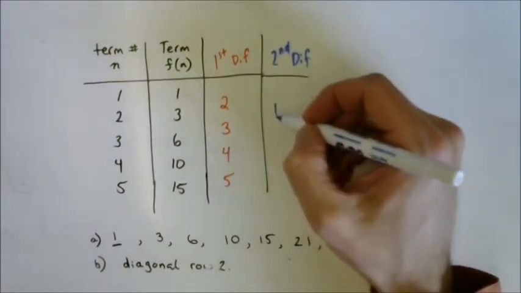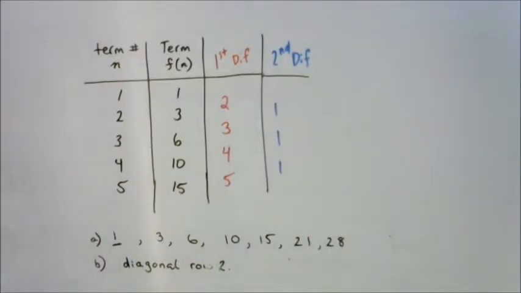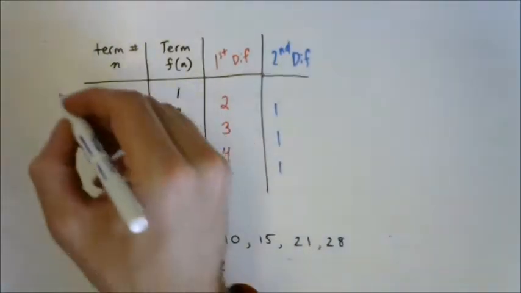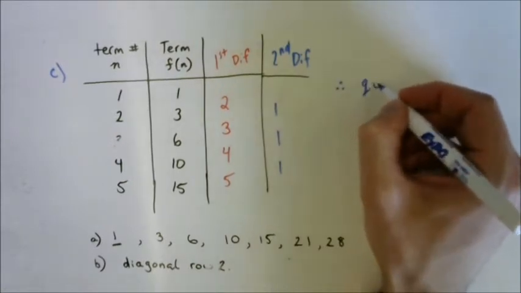3 minus 2, 1. 4 minus 3, 1. 5 minus 4, 1. What does that tell us? It is quadratic. Okay? So you're working on C here. You can say, therefore, quadratic.